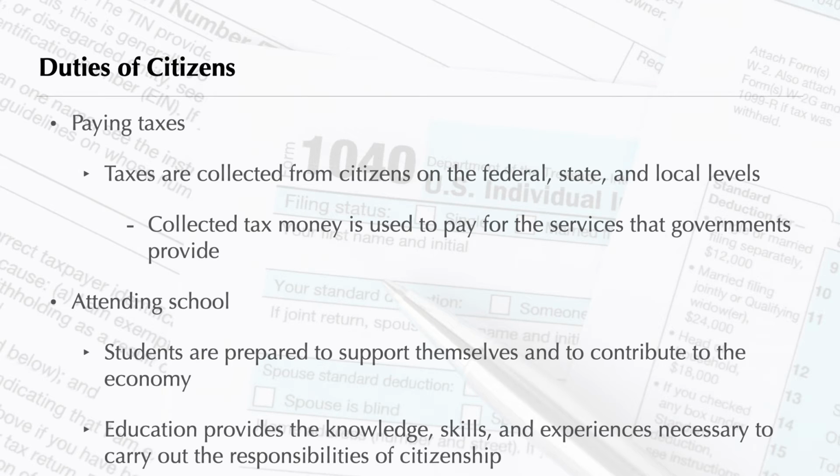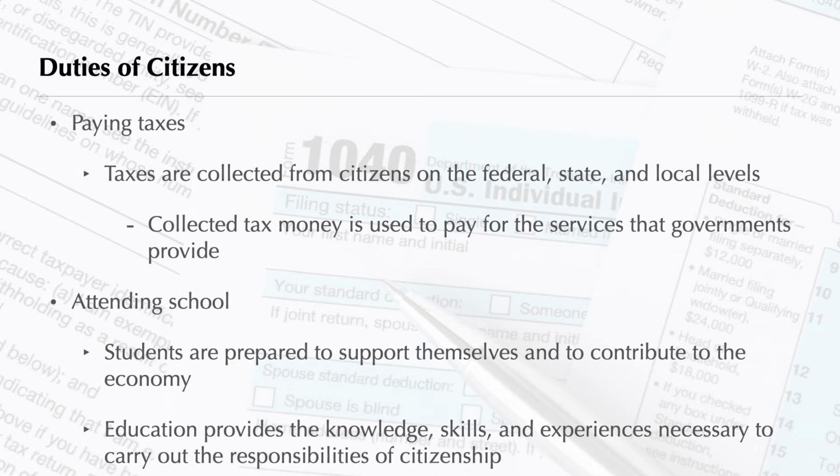Through taxes, our local, state, and national governments raise money to pay for the services that citizens ask them to provide. Did it ever occur to you that every time you go to school, you are performing one of your duties as a citizen? Although age requirements vary from state to state, children are usually required to attend school from age 5 or 6 to at least age 16.